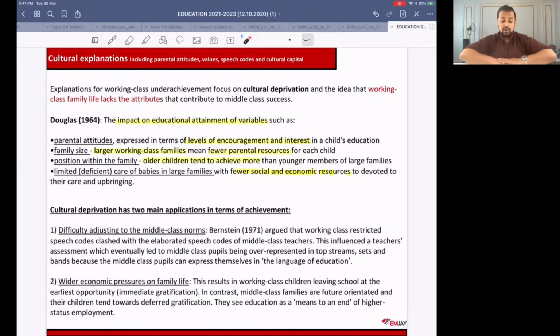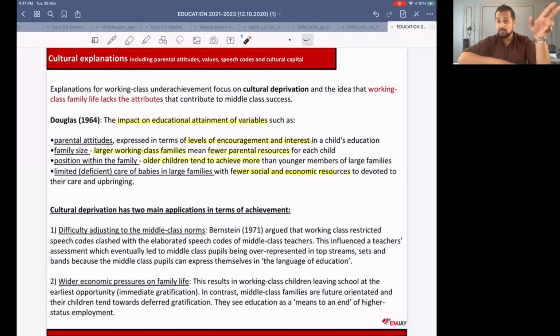So talking about cultural deprivation over here, taking it a step further, number one, difficulty adjusting to the middle class norms. Now, we've discussed this numerous times earlier. I mentioned this a couple of minutes back as well. Children from the working class might not find it easy to be able to adjust according to the middle class norms.